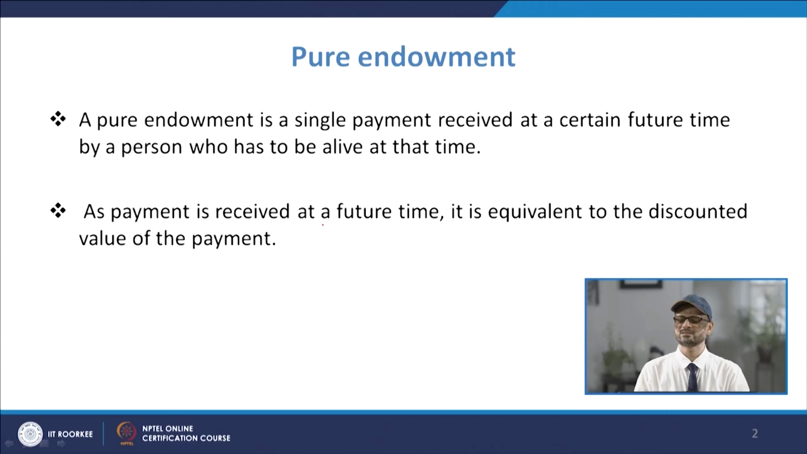Now what is an endowment? A pure endowment is a single payment received at a certain future time by a person who has to be alive at that time. Since the payment is received at a future time, you will have to multiply with the factor to find its present value. So it is equivalent to the discounted value of the payment. That is how we find it in pure endowment cases.